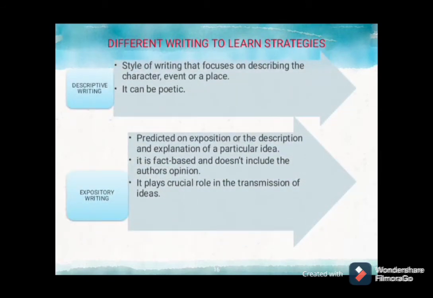The first one is descriptive writing, a style of writing that focuses on describing a character, event, or place. It can be poetic when the author takes the time to be very specific in his or her description. The second strategy is expository writing. It is an exposition or description of an explanation for a particular idea. It is fact-based and doesn't include the author's opinion. It plays a crucial role in the transmission of ideas.